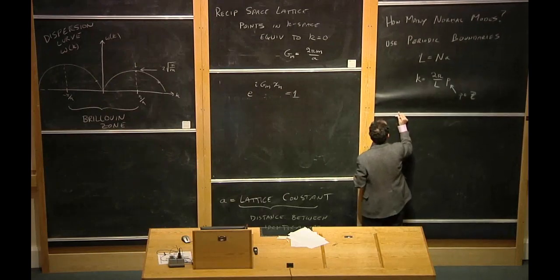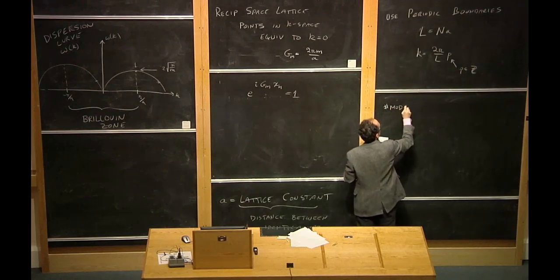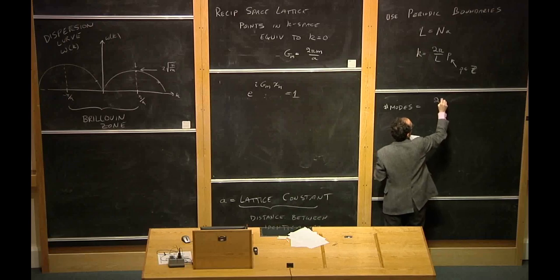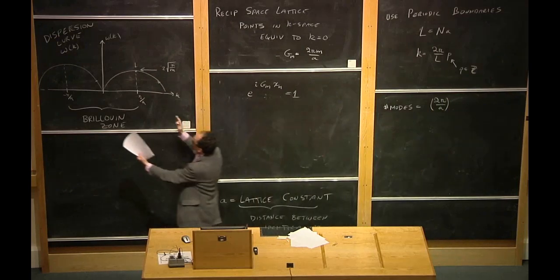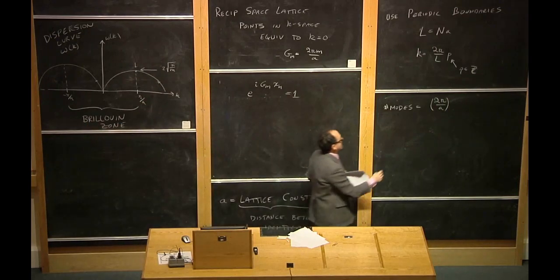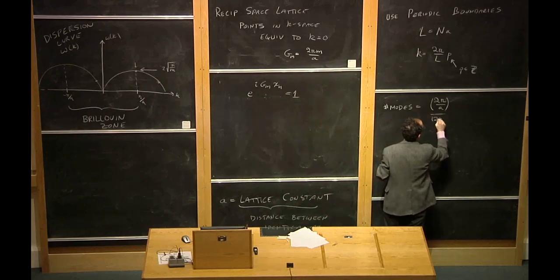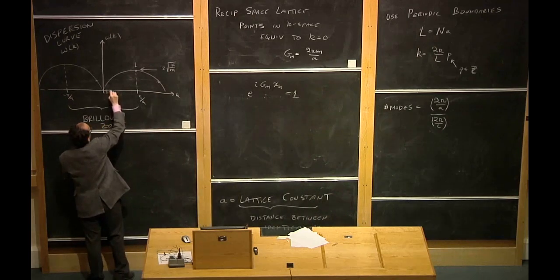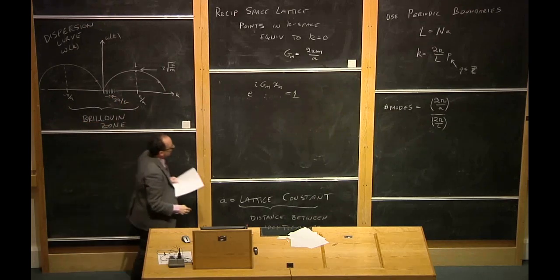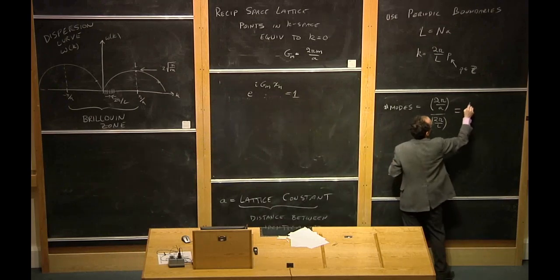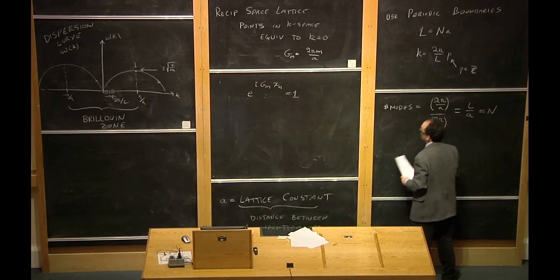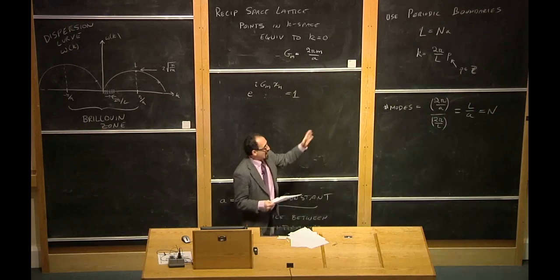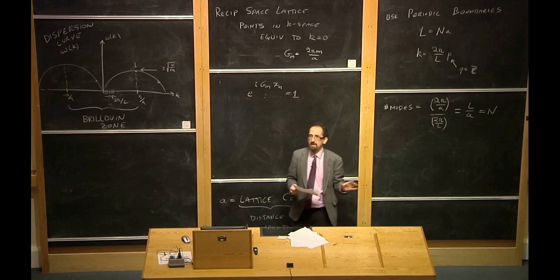So the total number of modes is then the total range of k's that we're looking at, 2 pi over a, the entire range of k's, divided by the spacing between modes, 2 pi over L. So what we're doing is dividing up this Brillouin zone into lots of little pieces whose spacing is 2 pi over L. Okay? And so that is L over a, or n. So the total number of normal modes that we've solved for is n. There are n normal modes because there were n masses to begin with. This should not be surprising.